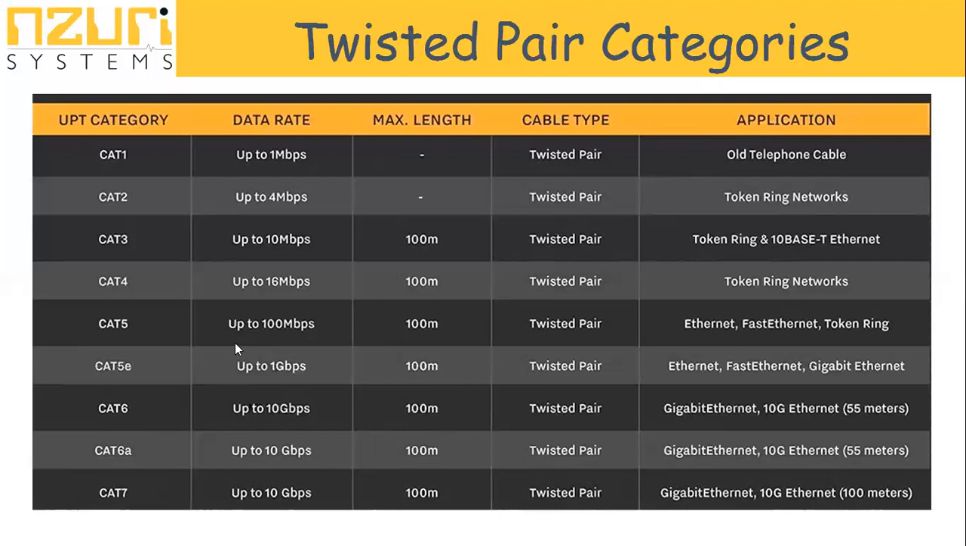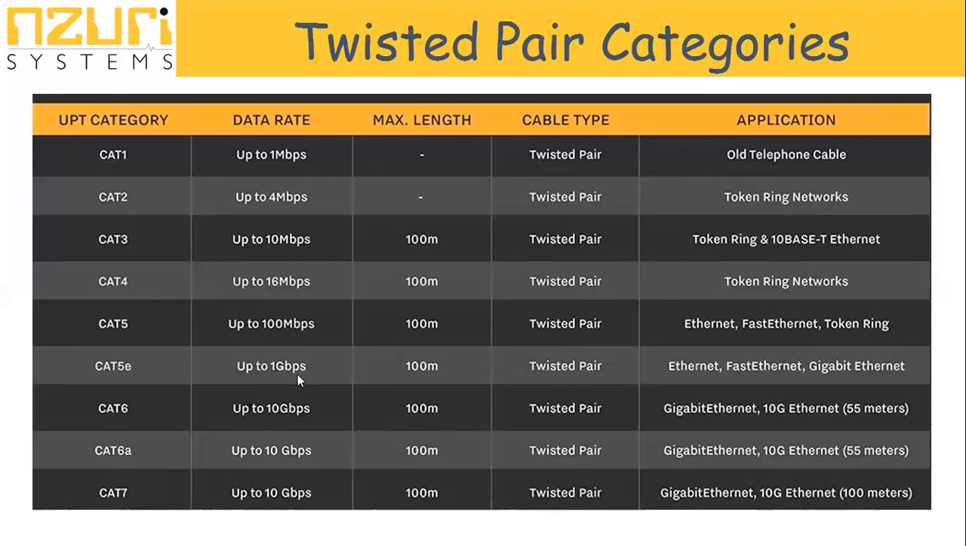Category 5 has speeds of up to 100 megabits per second, and it can run a length of 100 meters. It's twisted pair, it's Ethernet, can do fast Ethernet, and can equally support token ring. The likely applications you see them used for are Ethernet and fast Ethernet, just our usual Ethernet cabling, right?